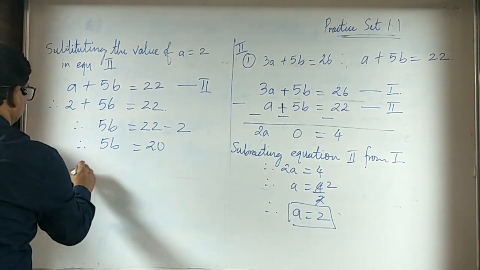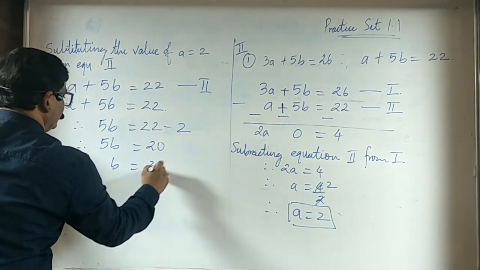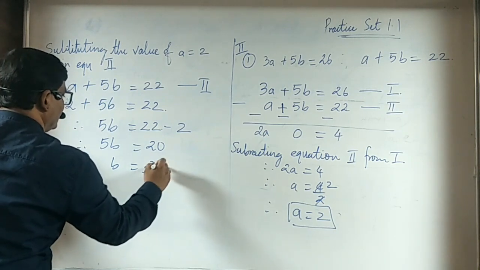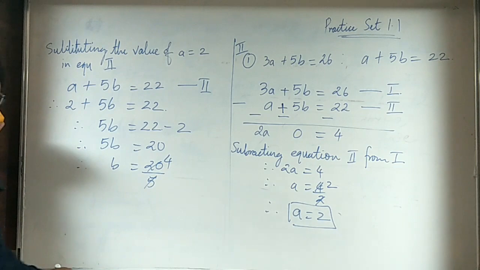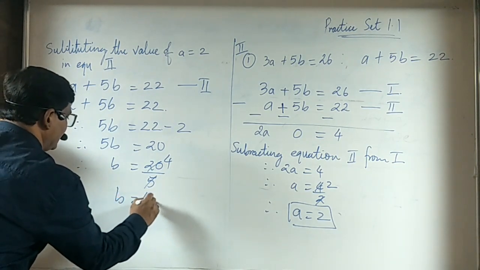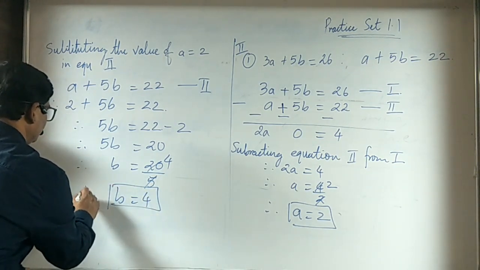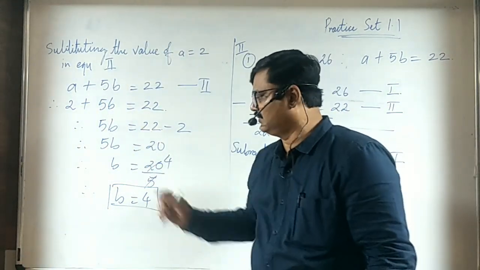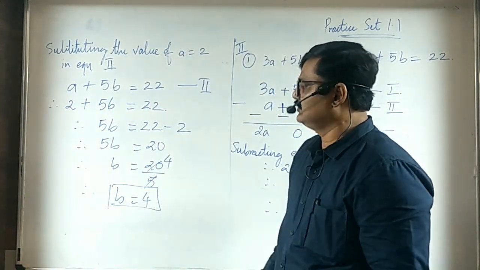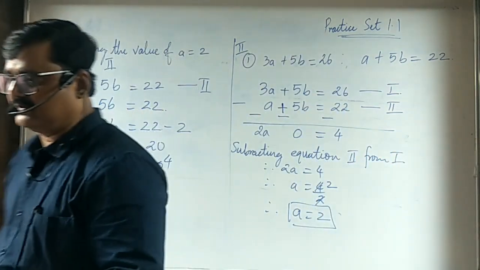And after getting 5b is equal to 20, b is equal to 20 upon 5. 5 on the 5, 5 fours are 20. Everybody knows that 5 will come and divide. And that's how I got the value of b as 4. So the value of a I got is 2 and the value of b I got is 4. So I got both the values which I wanted.